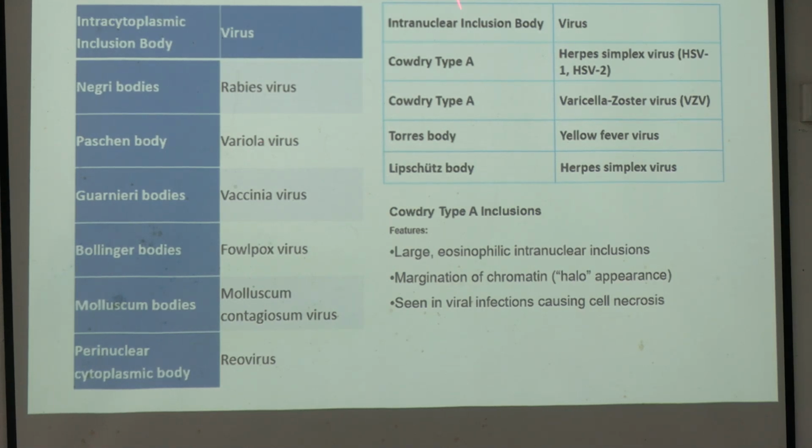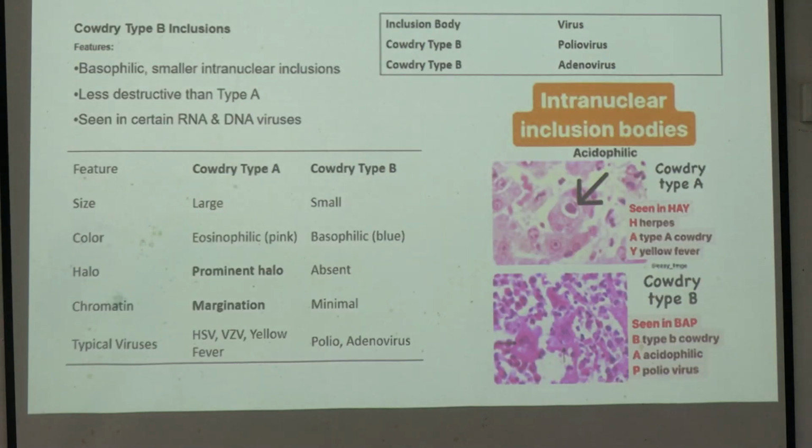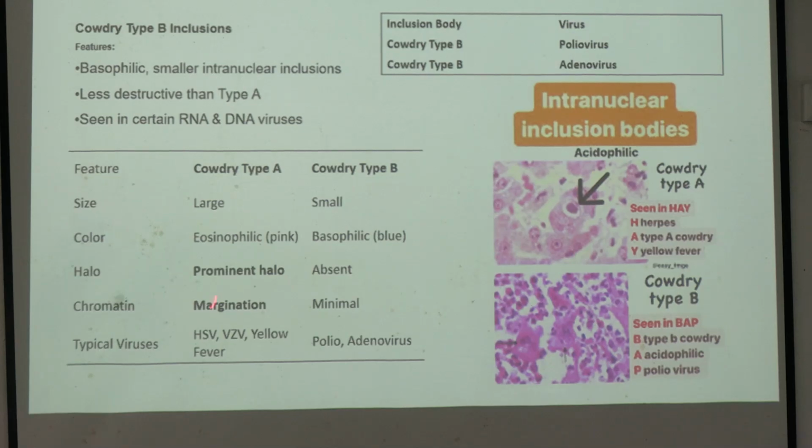Intranuclear inclusion bodies are Cowdry Type A and Cowdry Type B. Okay, there might be a mistake written here, this Cowdry Type B: poliovirus and adenovirus are the ones that cause Cowdry Type B intranuclear inclusion body. Now, there are some differences between Cowdry Type A and Cowdry Type B. A is large, B is small, A is eosinophilic, B is basophilic. Remember B for B, B is basophilic for Cowdry Type B. Type A is caused by herpes simplex and yellow fever, and Cowdry Type B is caused by polio and adenovirus.